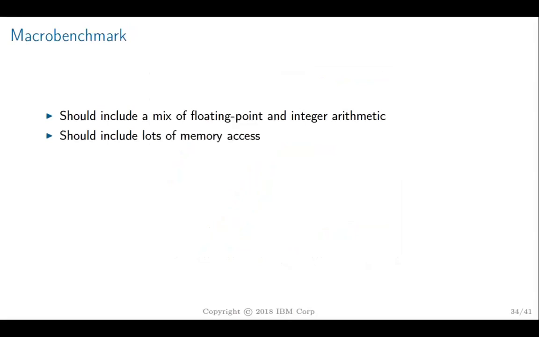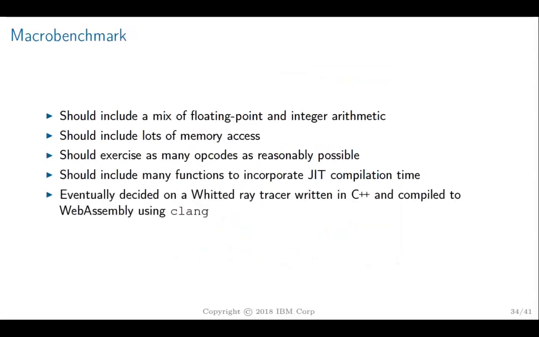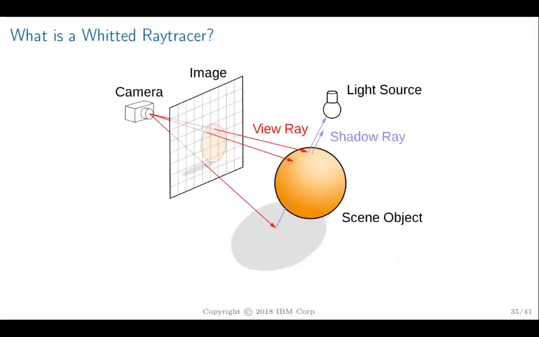For our macro benchmark, we decided it should include a mix of floating point and integer arithmetic. It should include lots of memory access, exercise as many opcodes as we reasonably could, and include lots of different functions. That way, the JIT compilation time of these functions actually plays into it a little bit. And we eventually decided on using something called a Whitted ray tracer that was written in C++ and again compiled to WebAssembly using Clang.